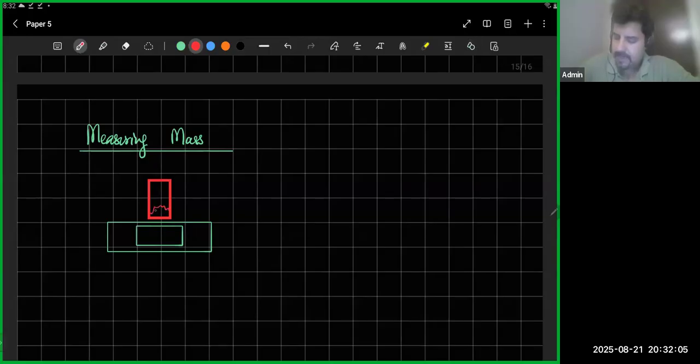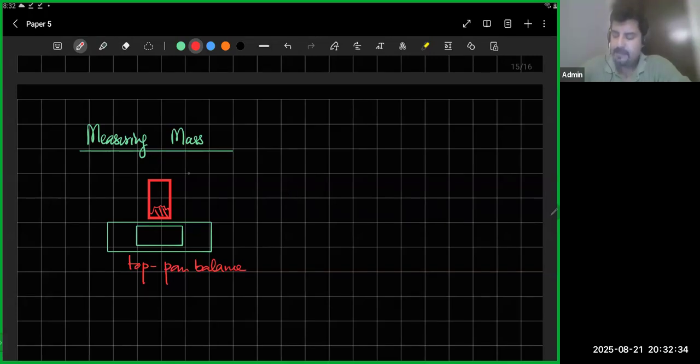And that tube will have that substance in it. Acha, so the name for this thing is called a top pan balance. How do we measure the mass and how do we construct the table? You did this in practicals as well.